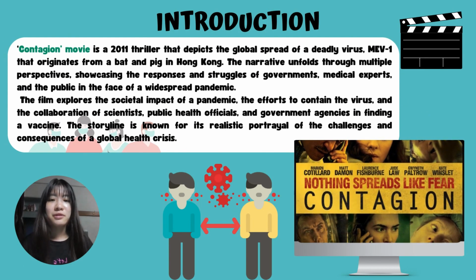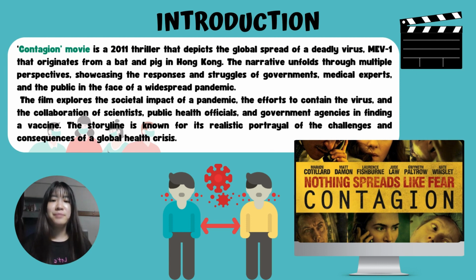Contagion Movie is a 2011 thriller that depicts the global spread of the deadly virus MEV1 that originated from bat and pig in Hong Kong. The narrative unfolds through multiple perspectives, showcasing the responses and struggles of governments, medical experts, and the public in the face of a widespread pandemic. The storyline portrays the challenges and consequences of a global health crisis.